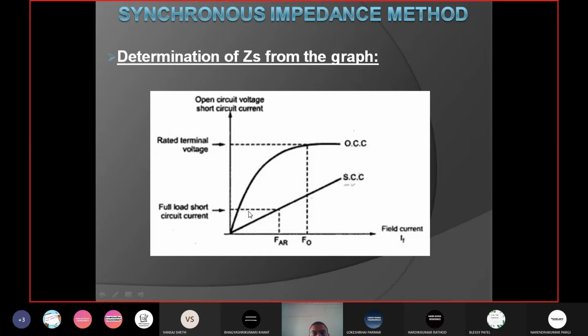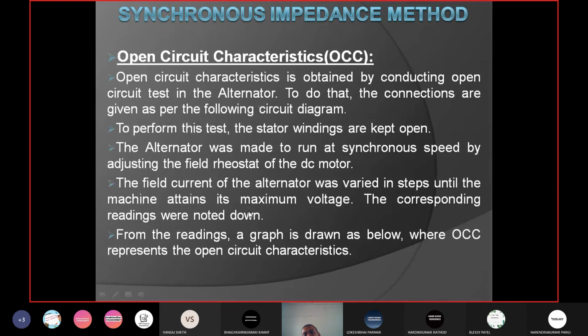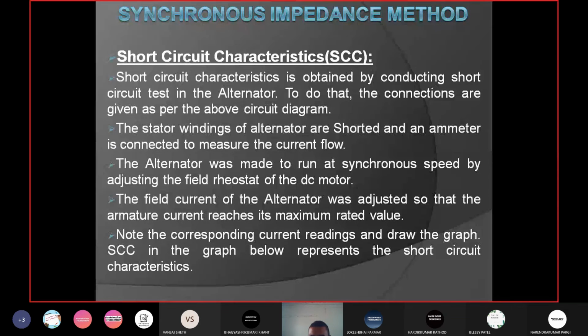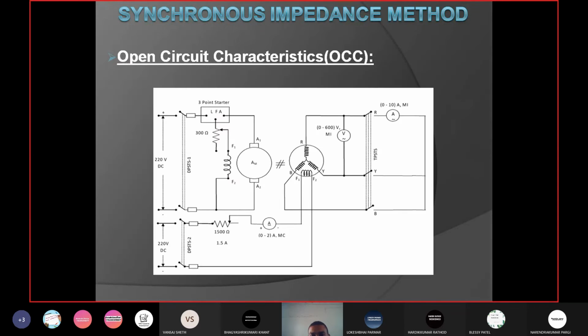Now the second characteristic we require is the short circuit characteristics. What we have to keep in mind first, when we are doing the short circuit test, is that we should keep the maximum resistance in the field circuit. The value of this resistor must be maximum, so minimum current, nearly equal to 0, will flow through this field winding. This is the main thing to keep in mind when doing a short circuit test.